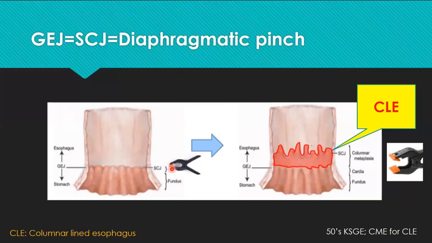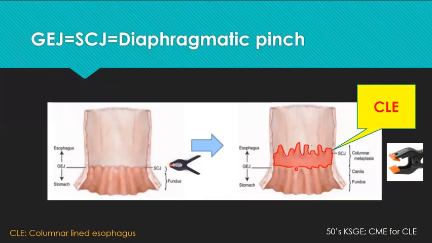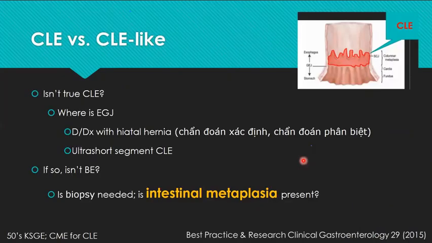Whenever the pinch-cock is out of place, the gastric mucosa goes up the esophagus and makes a CLE, columnar lined esophagus. This is the basic concept of Barrett's esophagus. However, can we just simply diagnose this as CLE, or is there any CLE-like? In order to distinguish CLE from CLE-like, the biopsy must prove intestinal metaplasia.